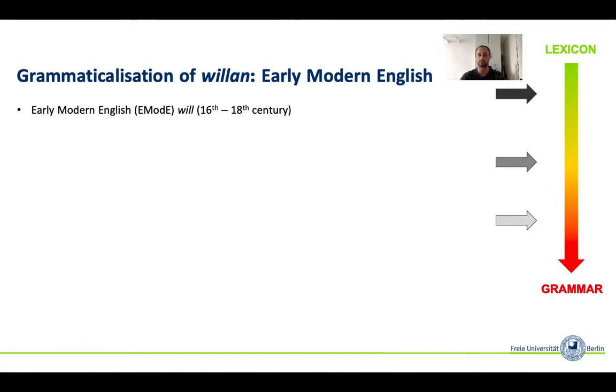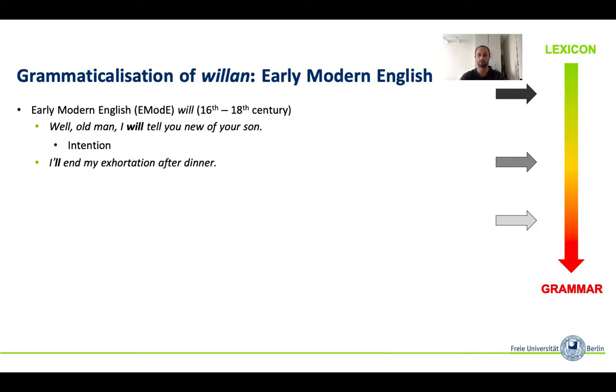Right, and if we then take a look at what happens in Early Modern English, the English of William Shakespeare, spoken in the 16th, 17th and 18th century, we get sentences like this. Well, old man, I will tell you news of your son. Intention, right? I want to tell you, but again, implied is future. I'm not telling you now, I'm going to tell you in a bit. Or things like this: I'll end my exhortation after dinner. Again, intention, plan, implied future.